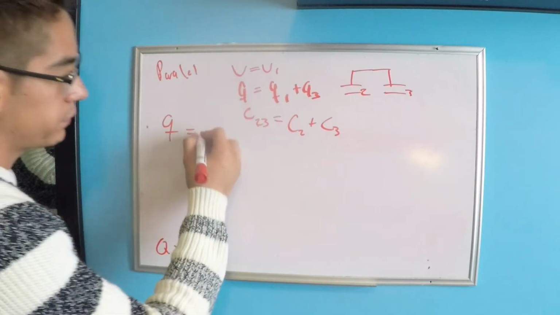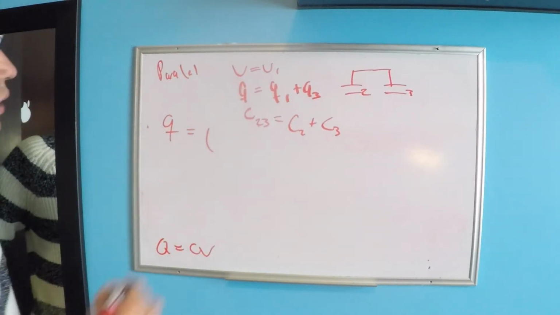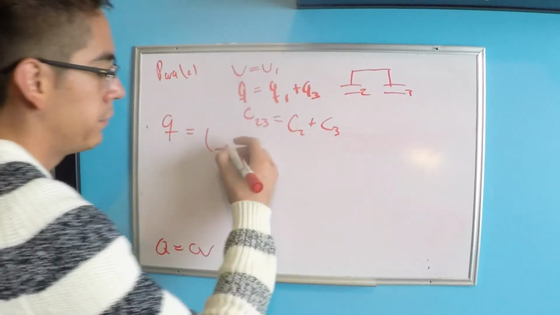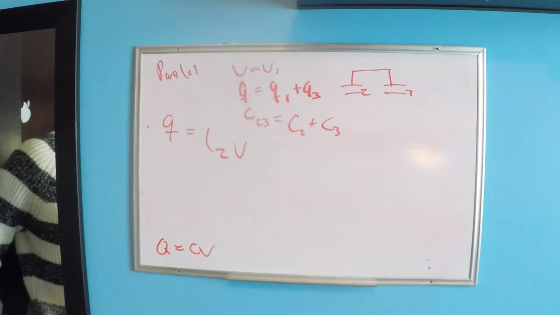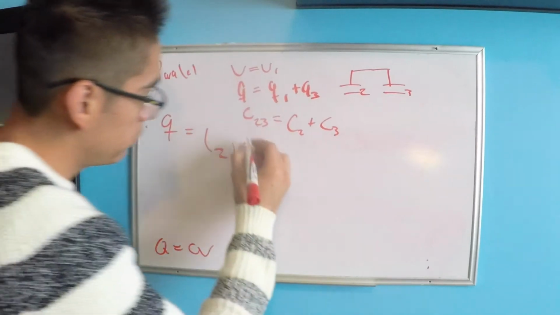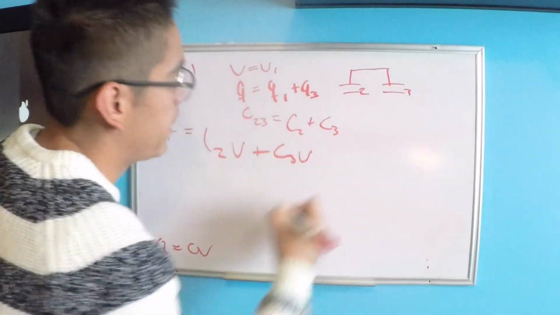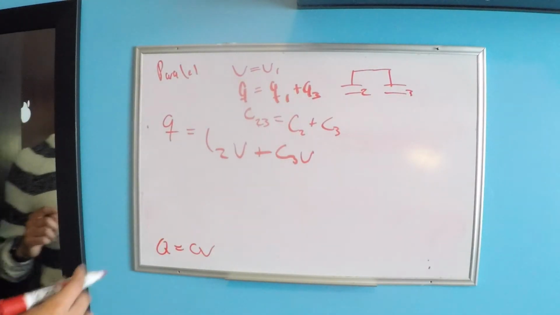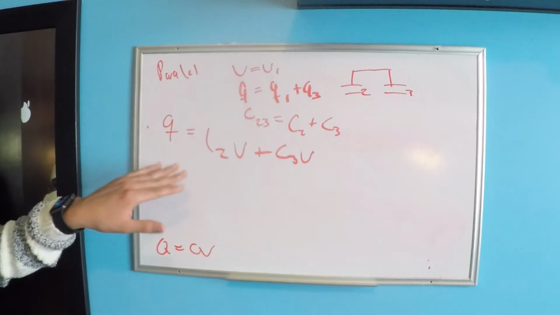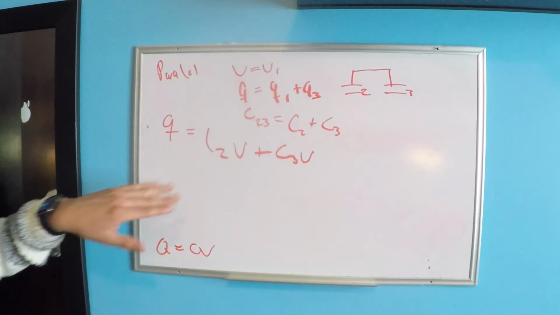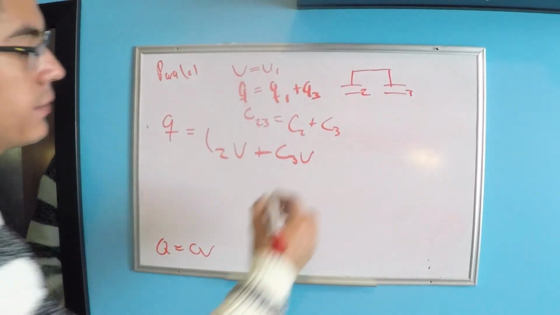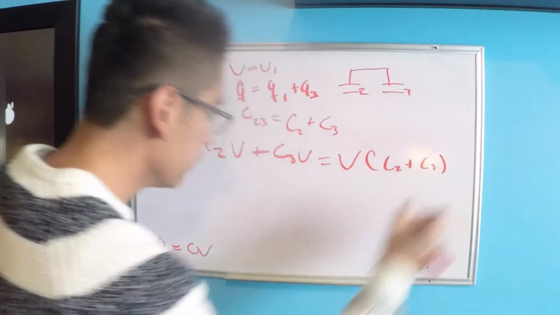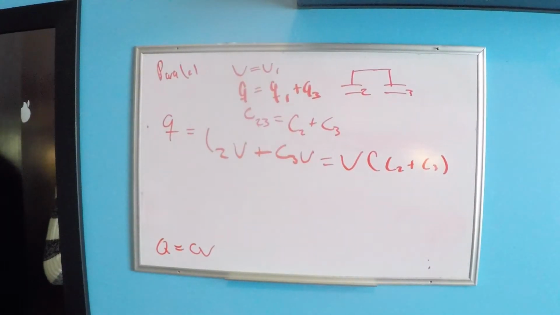So we get something like this: C2 by B. In this case, it doesn't matter. Then C3 and B, because it is the same voltage. What happened here is that we have to factorize this, and then we got B times C2 plus C3.